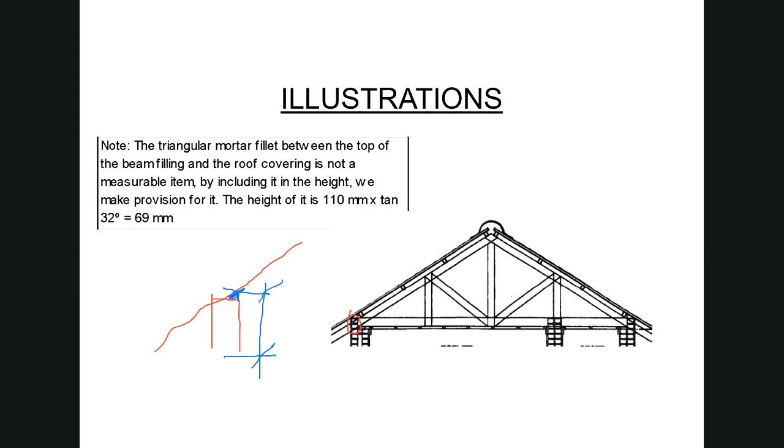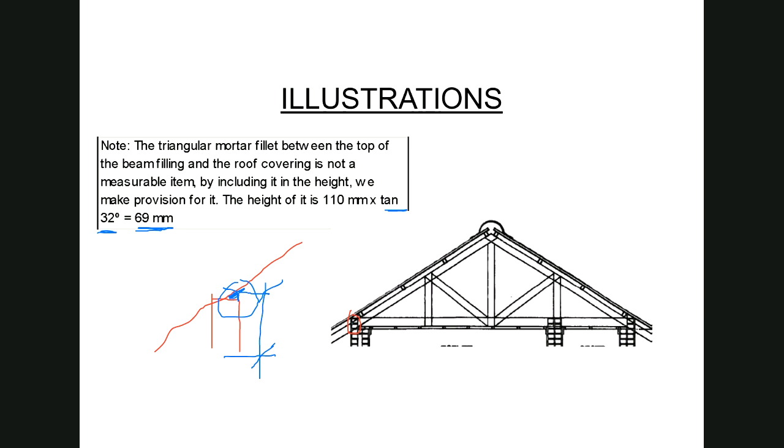Now, if I can go to the note over here, it says the triangular mortar fillet between the top of the beam filling and the roof covering is not a measurable item. That is what I've just explained. By including it in the height, we make provision for it. The height of it is 110 millimeters times the tangent of the roof pitch, which is 32 degrees, and you will see that on your drawing. So the height of the little triangle over there is calculated to 69 millimeters high.